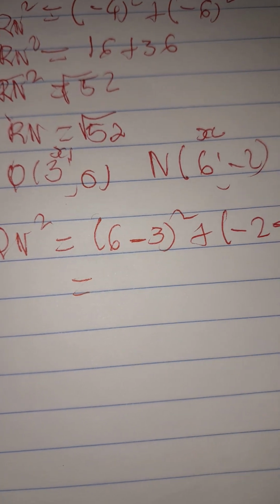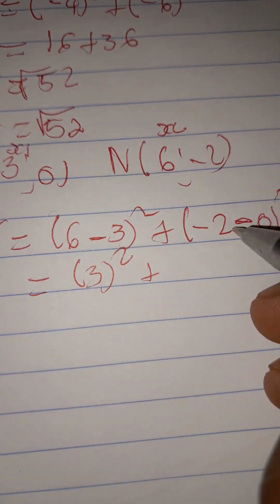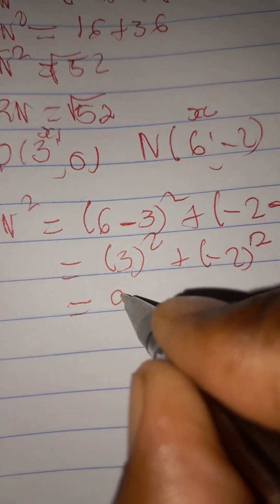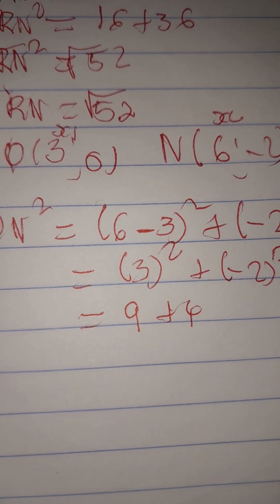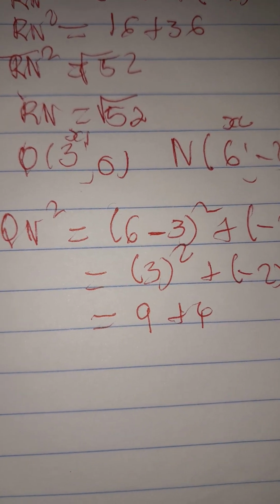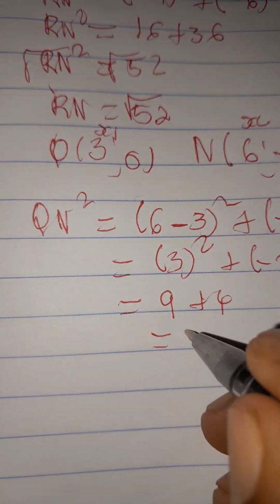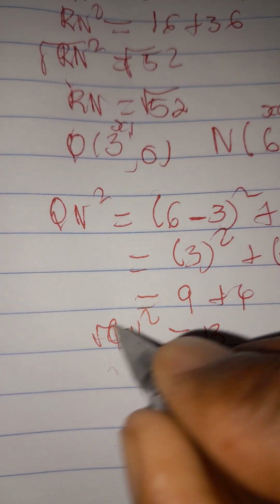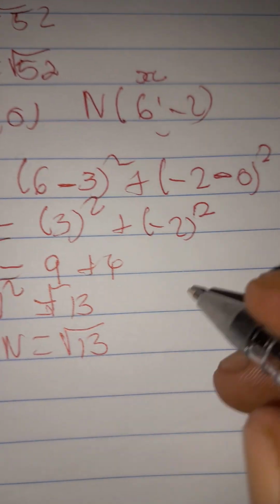So 6 minus 3, that will be 3 squared. Then negative 2 minus 0, that will be negative 2 squared. What is 3 squared? That is 9. What is 2 squared? That will be 4. Therefore, 9 plus 4 is 13. Mental maths. So meaning that QN squared, square root both sides, QN is root 13.